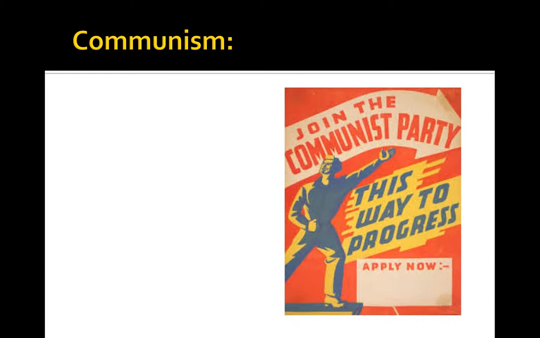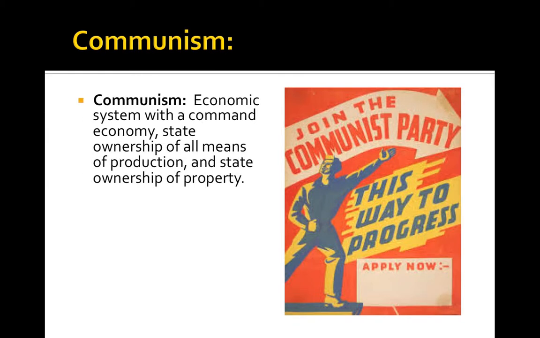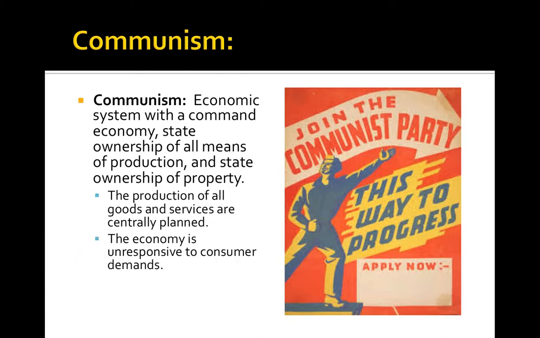A close relative of socialism is communism. Communism is an economic system with a command economy, state ownership of all means of production, and state ownership of property. The production of all goods and services are centrally planned. The economy is unresponsive to consumer demands.